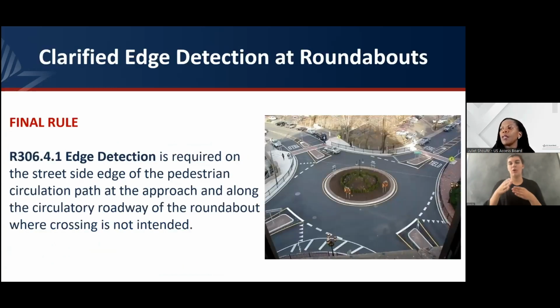For edge detection, that's specifically in the final rule at R306.4.1, and it requires that you provide edge detection on the street side of the pedestrian circulation path at the approach and along the circulatory roadway of the roundabout where crossing is not intended. And this overhead image of a roundabout illustrates what this detectable edge looks like. So you can see along the circulatory roadway and where crossing is not intended, the edge detection is provided.